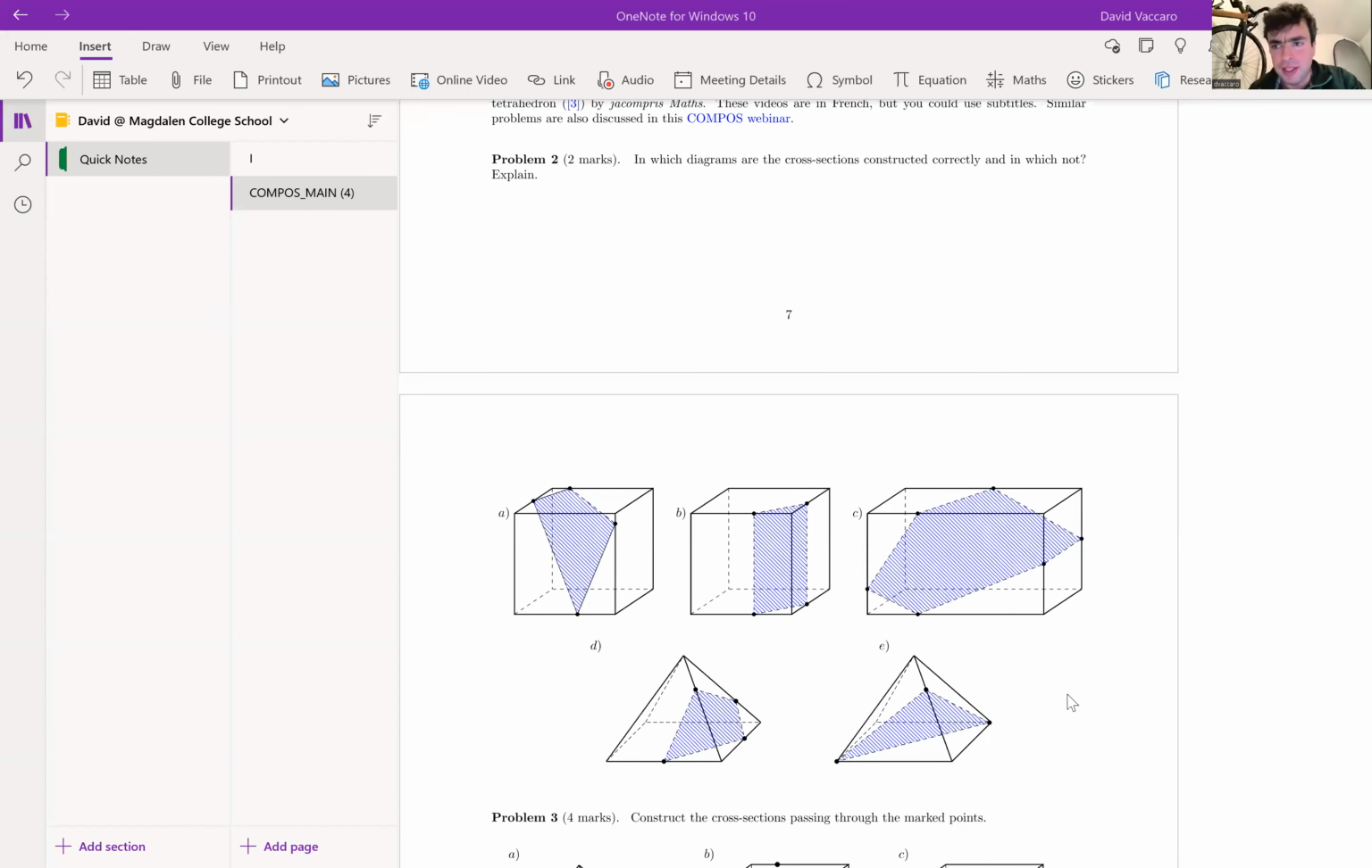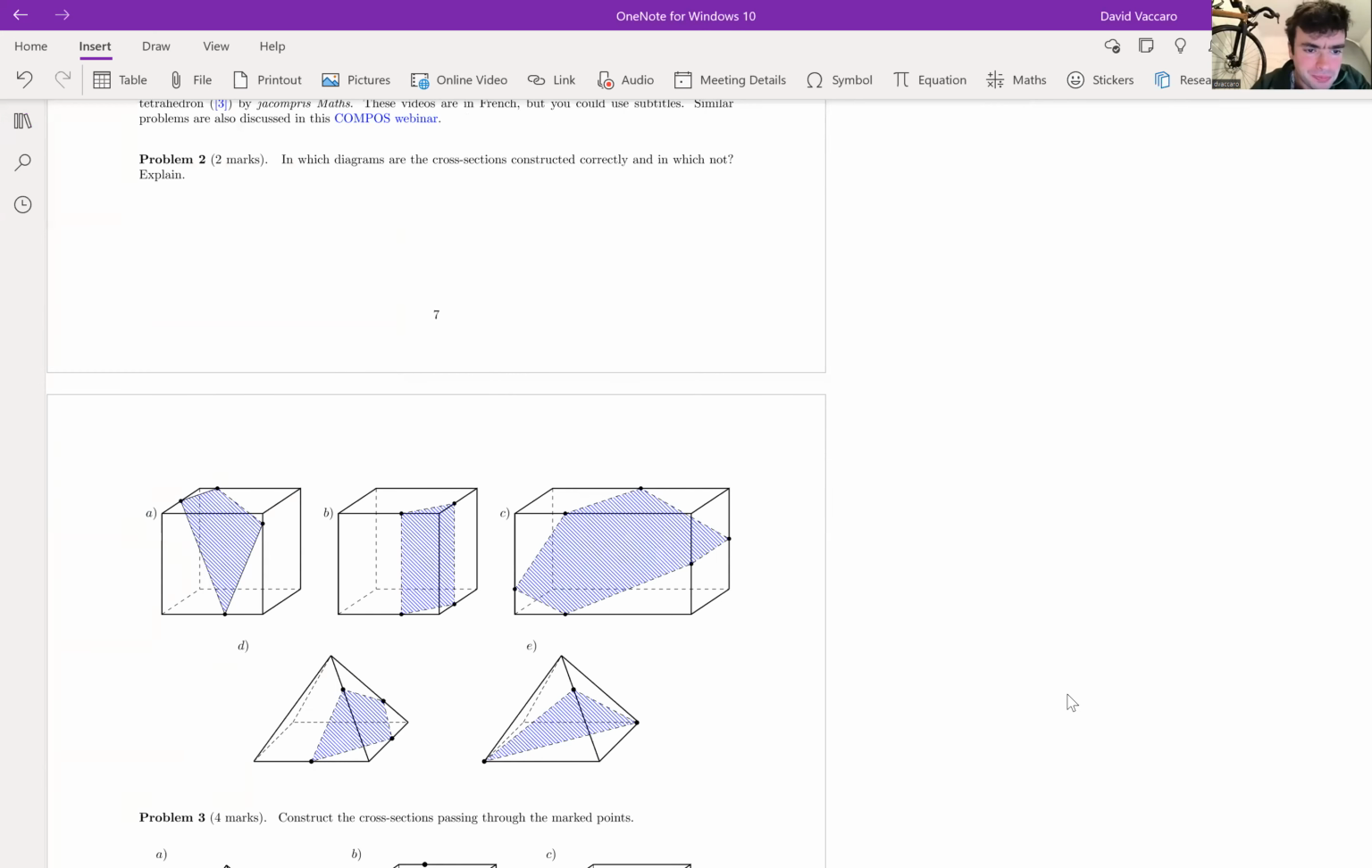Okay. So for this sheet, I think it's very natural just to look at a subset of the problems, because it's very difficult to compose problems. So problem 2: in which diagrams are the cross sections constructed correctly and which are not? The game here is that all of these things are drawn very cleverly to look like a plane, but some of them, we'll see, are actually fairly rogue.